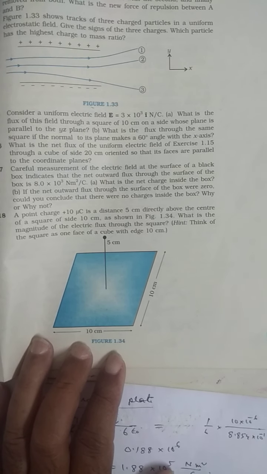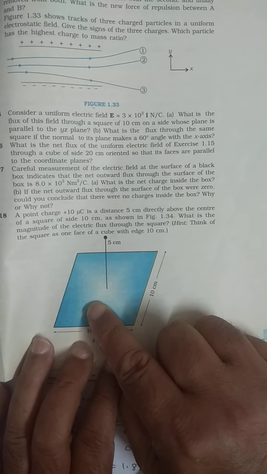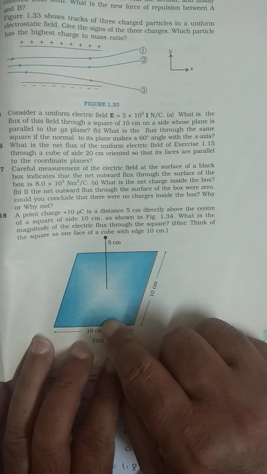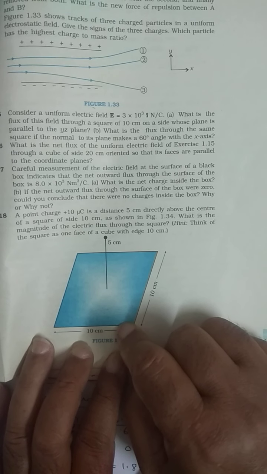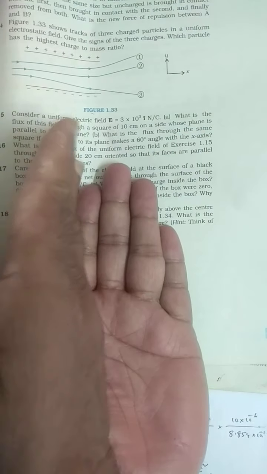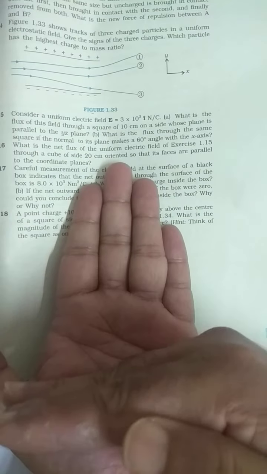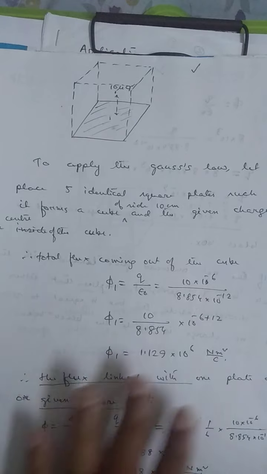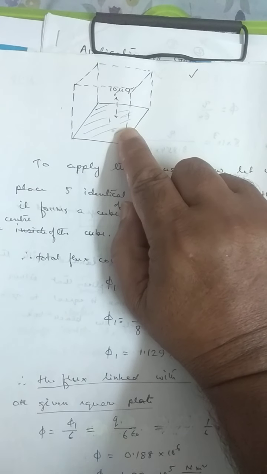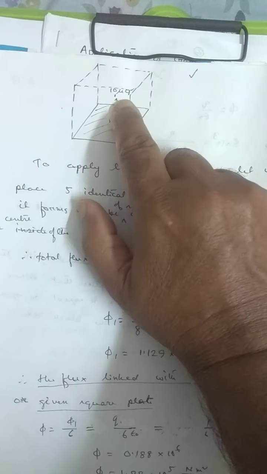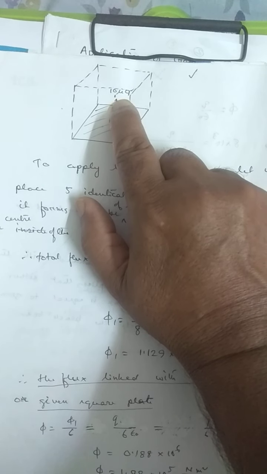But for Gauss's law, we require a closed surface enclosing the volume. But this is an open surface. Therefore, I take 5 identical additional square plates. This is the first plate, it is given here. This is the second plate, this is the third plate, this is the fourth plate, this is the fifth plate, and this is the sixth plate. So if I arrange the plates in this way, what are we getting? I am getting a cube 10 centimeter a side, and the given charge of 10 microcoulomb is inside the cube.